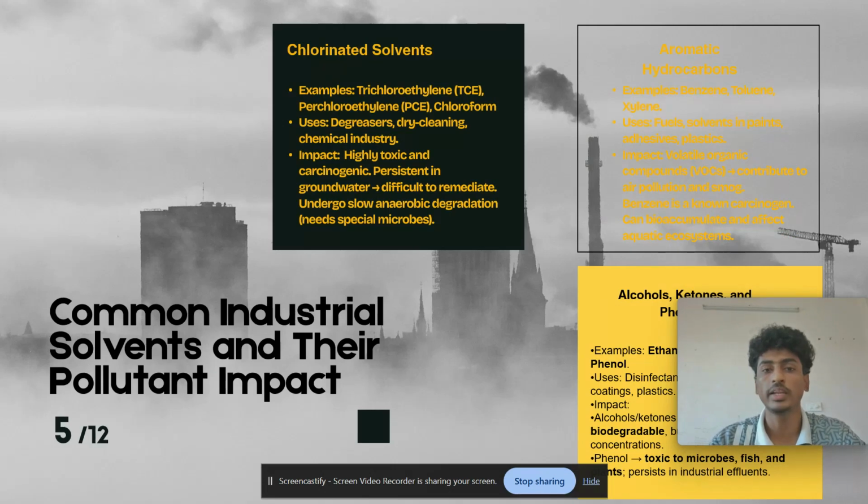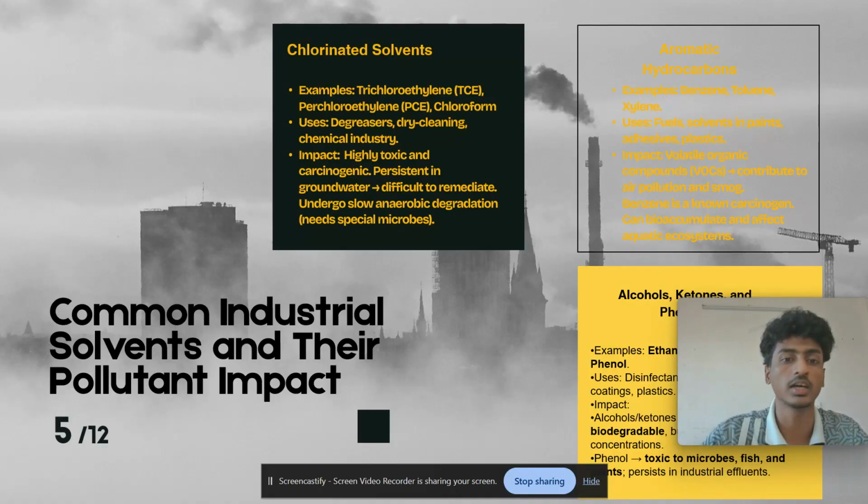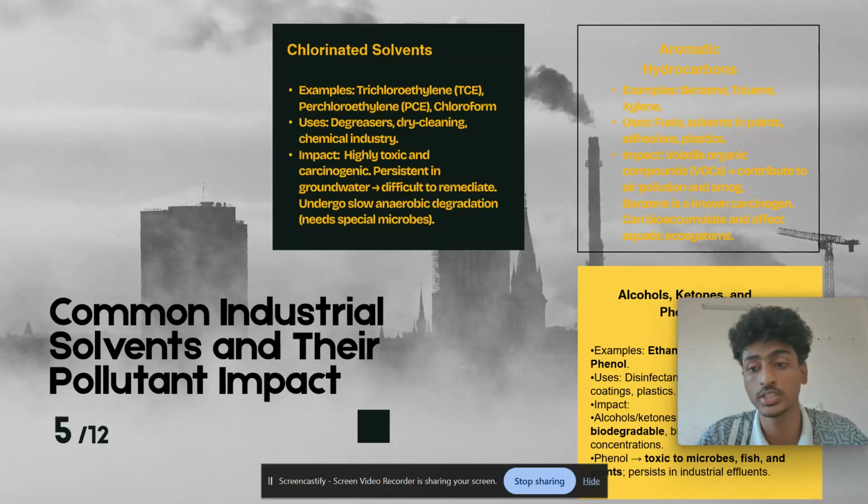So, common industrial solvents and their impacts. Now let's go through some common industrial solvents and their environmental impacts. Some of them are, for example, chlorinated solvents like trichloroethylene and perchloroethylene, used in degreasing and dry cleaning. They are toxic, carcinogenic, and highly poisonous, often contaminating the groundwater.